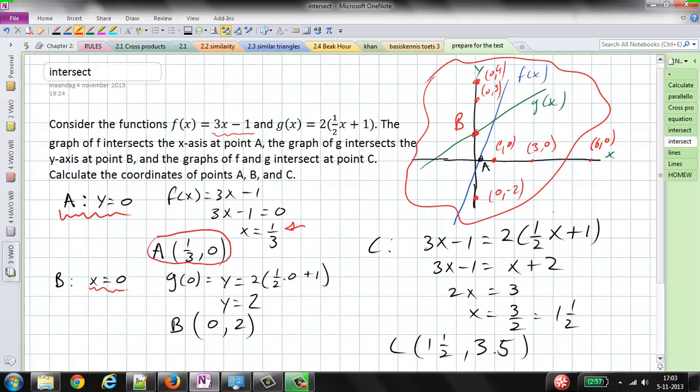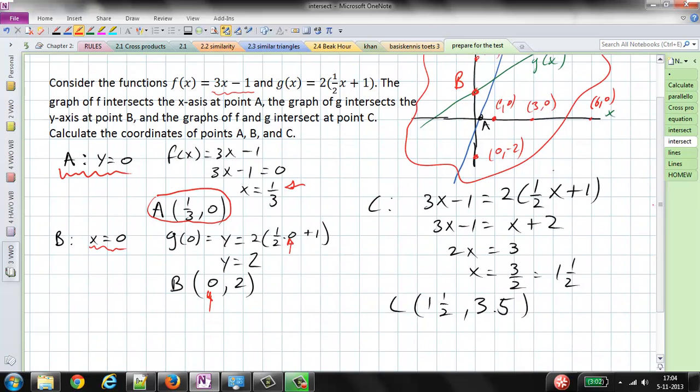So we know, because it's on the y-axis, that x is 0. So what do you do then? Well, you fill in x is 0 into the formula of g, because it said g crosses the y-axis. We've got g: y is 2 times 1/2 x plus 1. So replace the x with a 0. And what do we get? y equals 2. So what's the coordinate? Well, x equals 0, you filled in the 0. What's the y? 2. We just calculated that. Done.